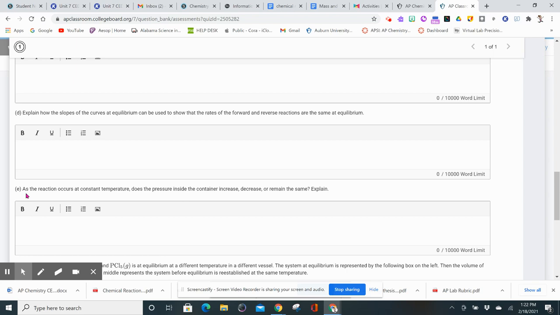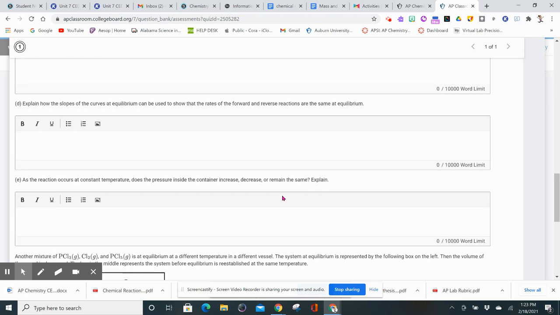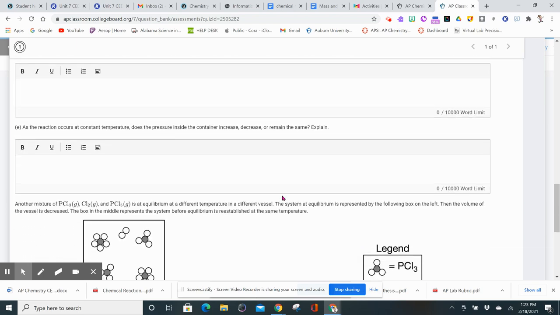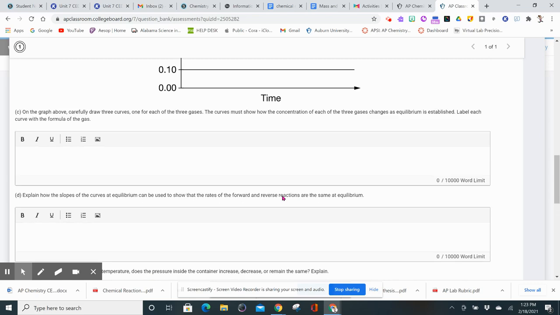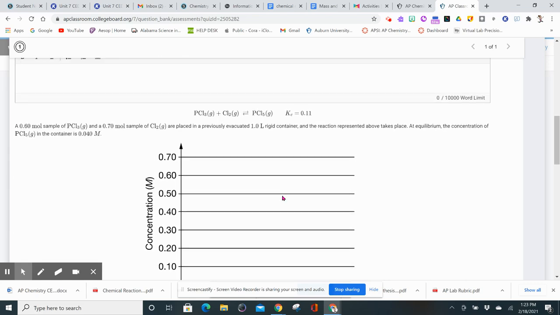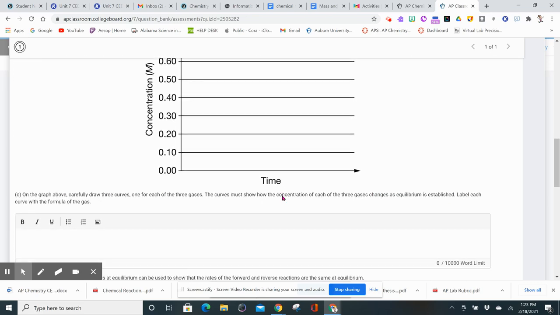Okay, here we go. As the reaction occurs at constant temperature, does the pressure inside the container increase, decrease, or remain the same? And explain. Okay, I've looked at this 500 times, but I can't remember all the answers.